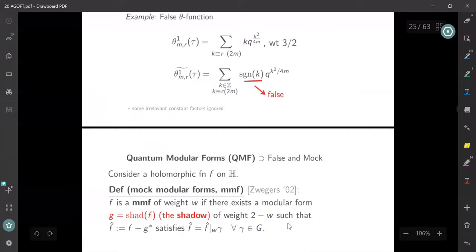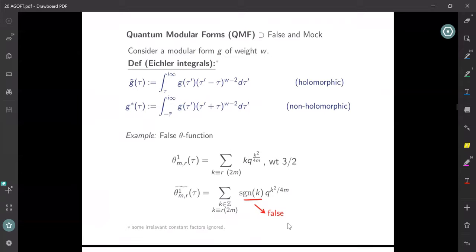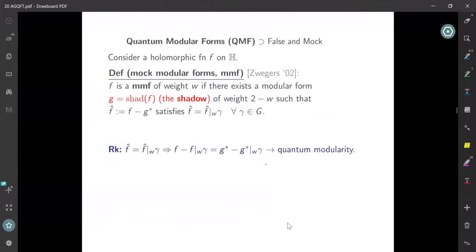Okay, so now I'm done with this example. If there's no more question, I'll also talk about the mock modular forms, which also lead to quantum modular forms.